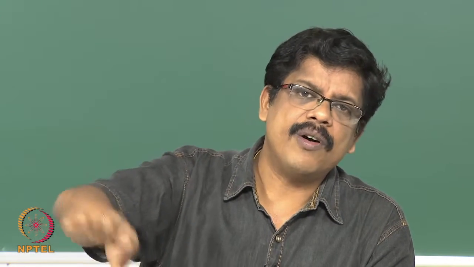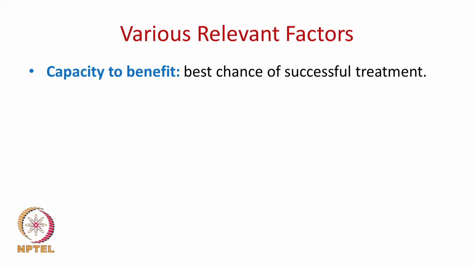Probably we can have a very comprehensive view by taking into account all these factors, no doubt that possibility is also there. But there are also certain other relevant factors which might be taken into account when we think of developing a criteria. The capacity to benefit, the best chance of successful treatment, is a very favorite approach adopted by economists and utilitarians, because capacity to benefit is something which can be measured, which you can easily quantify in terms of numbers.